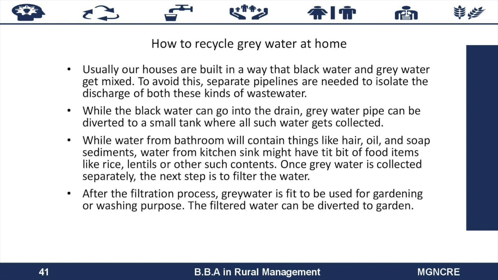So with this, the topic comes to an end. Let me recap what we have discussed in this topic. We have discussed the definition of grey water, the importance of grey water management and reusing grey water, and how we can recycle and reuse grey water at home. Now with this, I am ending this topic.